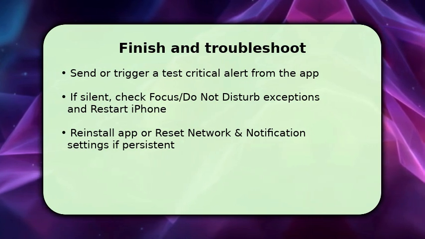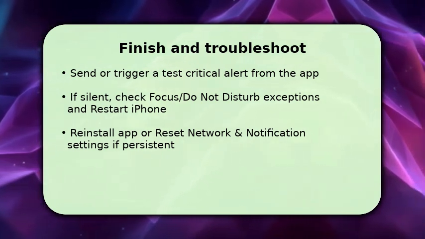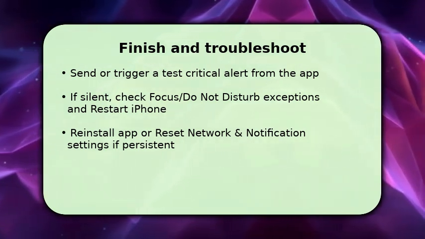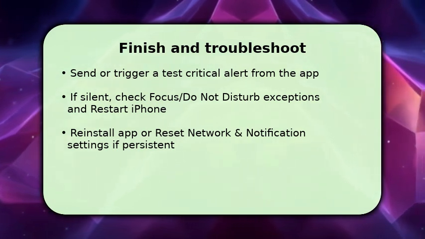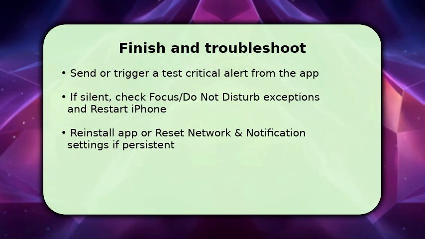As a last step, go to Settings, General, Transfer or Reset iPhone, then Reset Network Settings, or Reset All Settings. This fixes permission glitches and usually restores critical alert sound behavior.